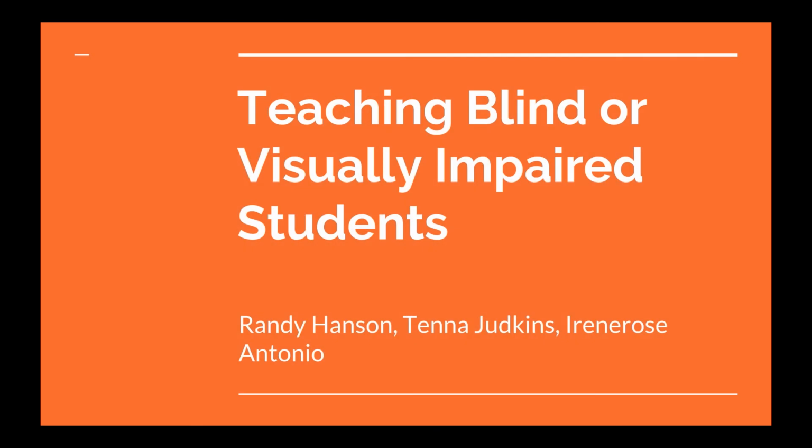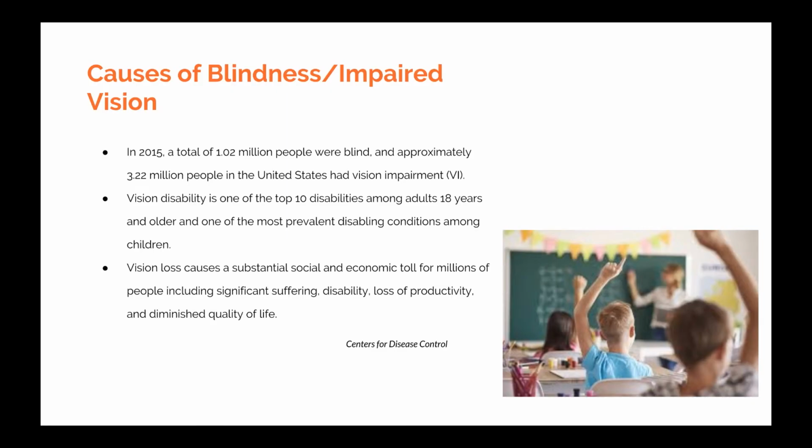For our Varying Exceptionalities group project, we decided to talk about teaching blind or visually impaired students. Blindness or impaired vision affects a large number of students and can negatively impact their learning and school experience if educators do not effectively accommodate their needs. According to the CDC, in 2015, a total of 1.02 million people were blind, and approximately 3.22 million people in the United States had vision impairment.